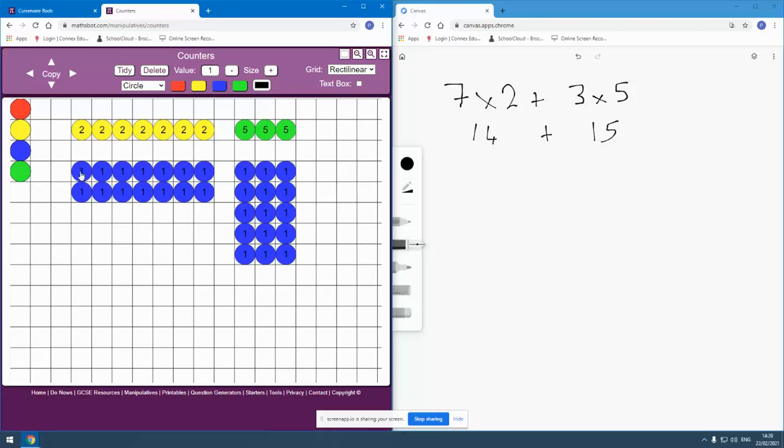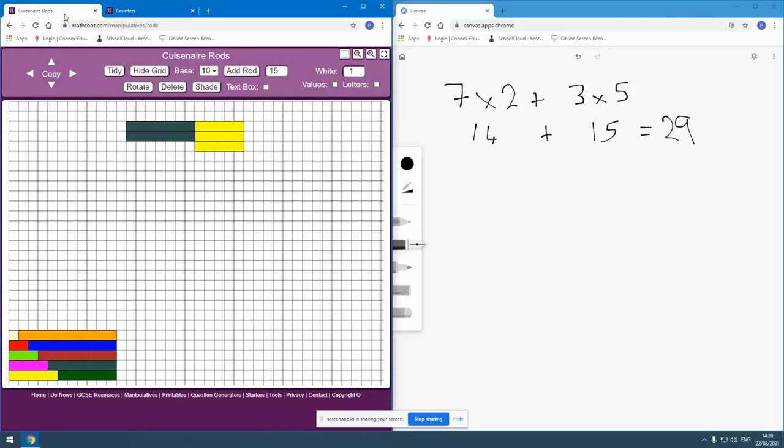And I can see here that because this is a 2 by 7 array, this is 14, and this is a 5 by 3 array, so that's 15. And now I can add those together because they all have the same unit value, and exactly the same as I had with the Cuisenaire, I will have 29. Now, if we contrast that with something like 7 times 5, add 3 times 5.